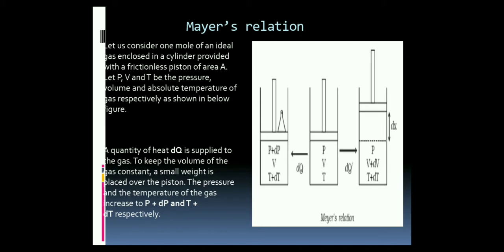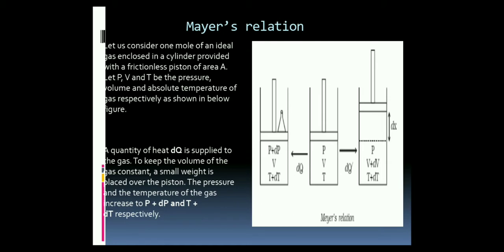We are now going to consider 1 mole of an ideal gas enclosed in a cylinder provided with a frictionless piston of area A, as seen in the figure on the right hand side. Let P, V and T be the pressure, volume and absolute temperature of the gas respectively. A quantity of heat dQ is supplied to the gas.